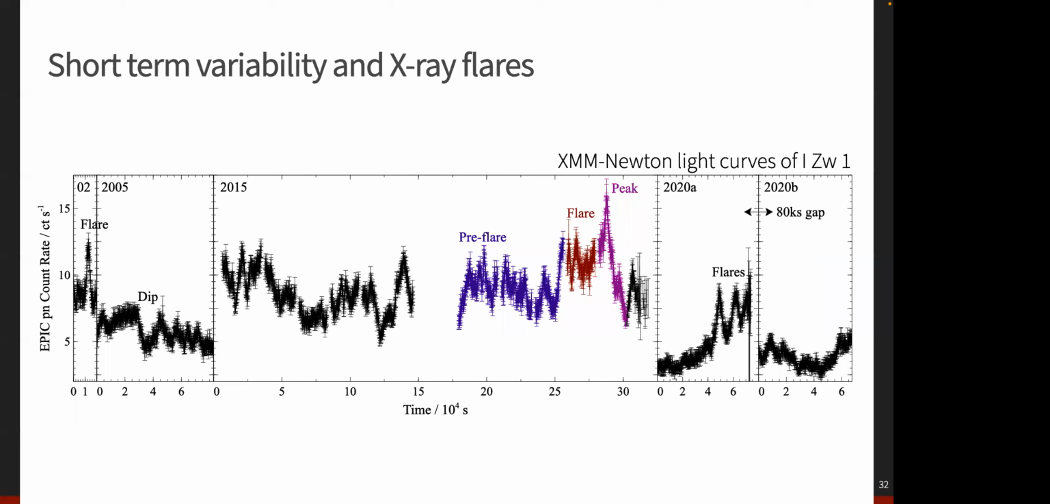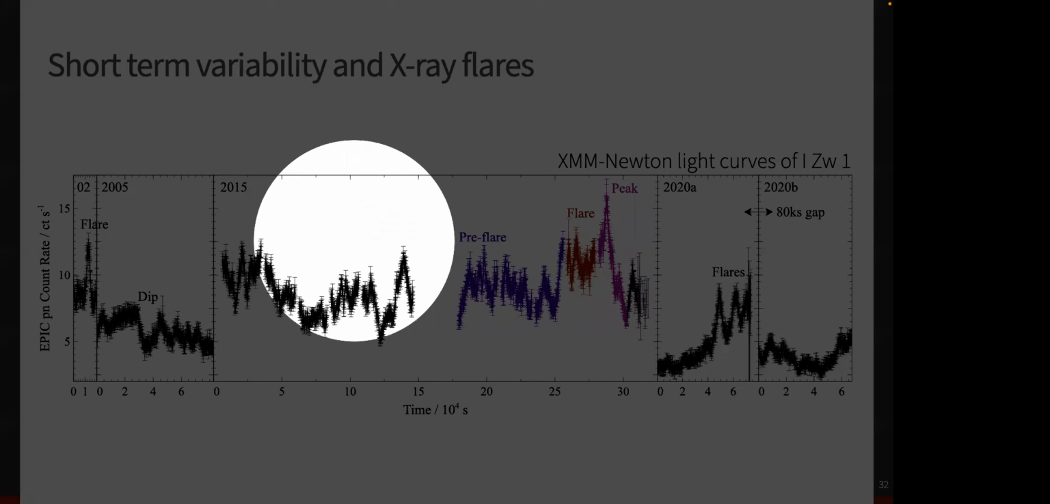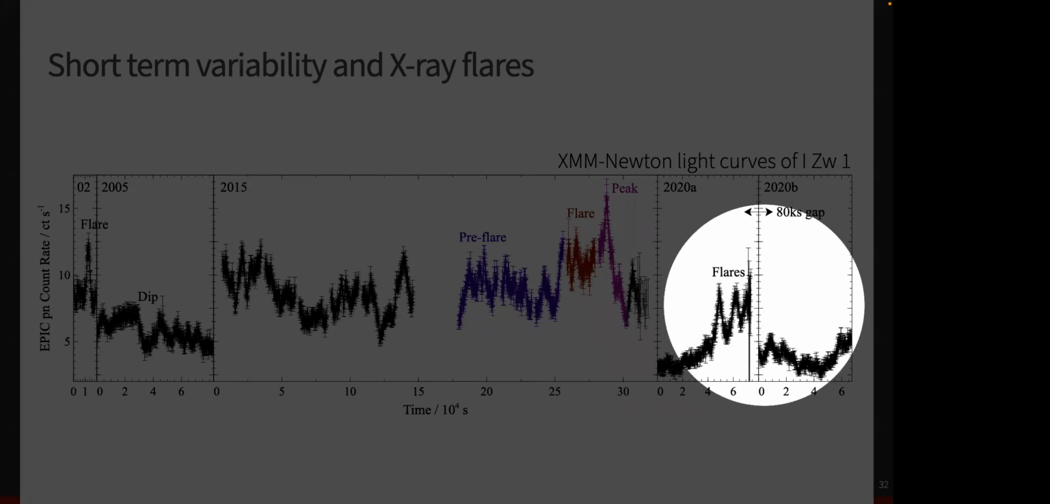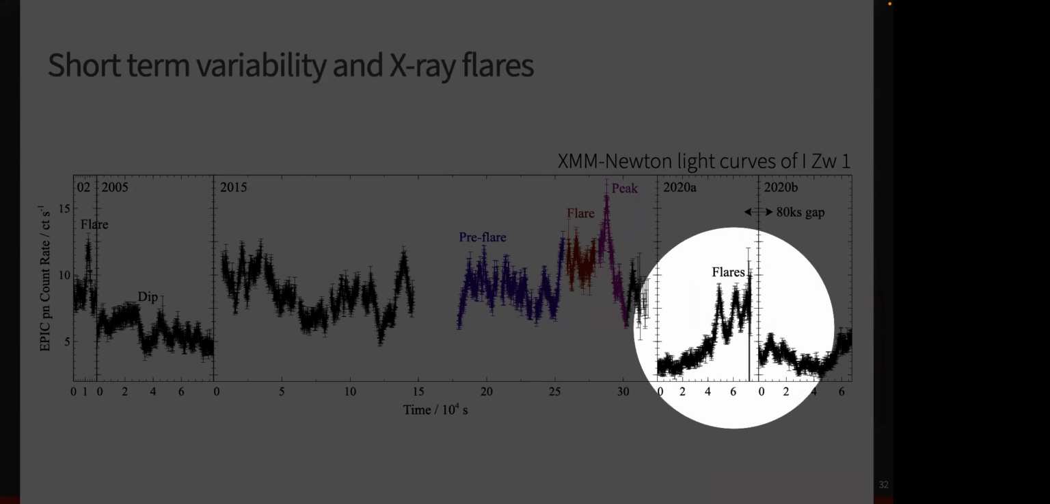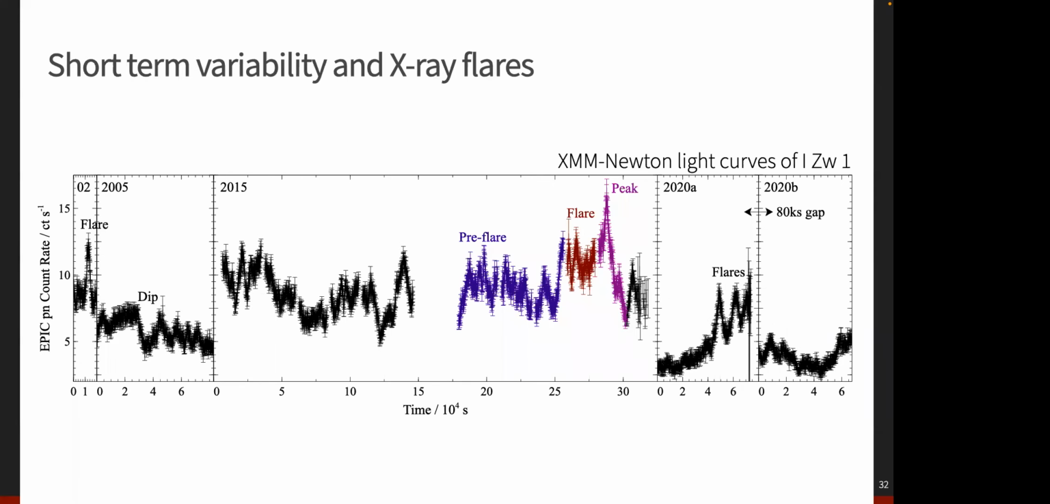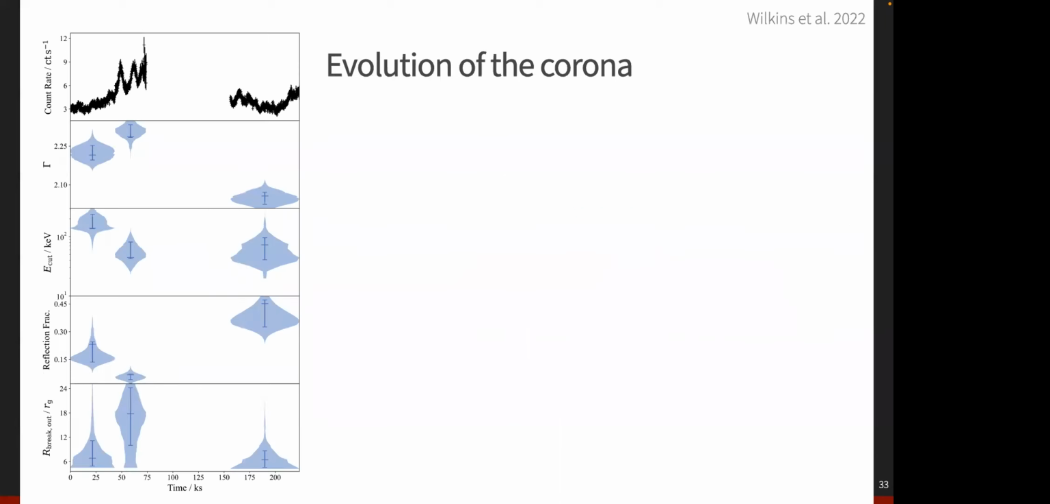And the same in that AGN I talked about earlier, Wiki 1. In 2020, we saw these 2 really short, sharp, bright flares towards the end of the observation. And what we can do is use all of these techniques at different times of our observation to measure how the properties of the corona change.